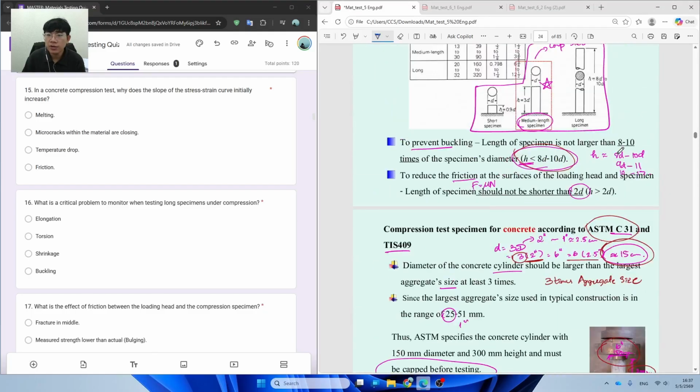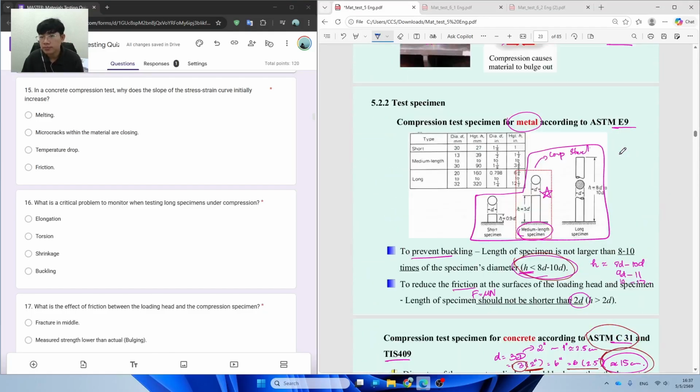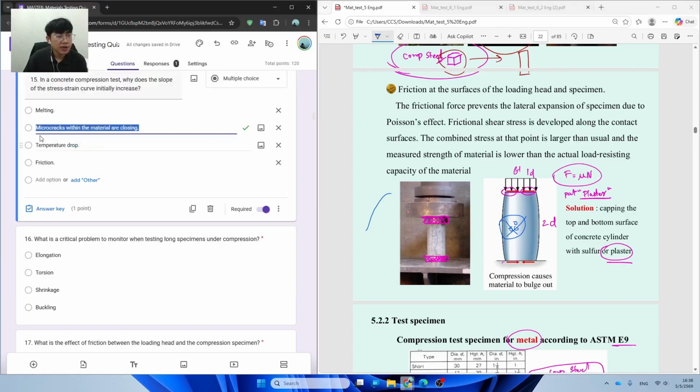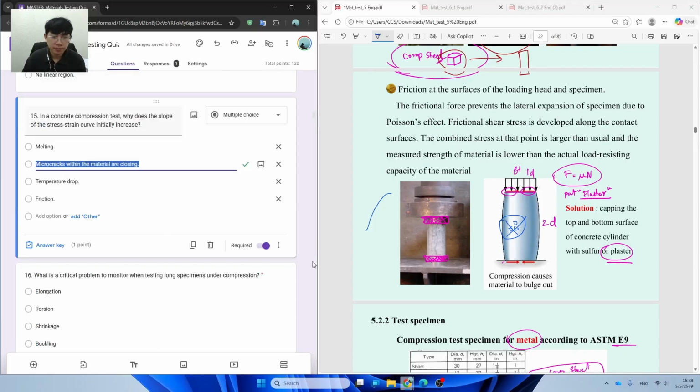That's why when we press it like this, the void in the concrete is going to close. Okay, the air in the concrete is going to close. When it closes, what happens? It's going to rapidly increase in stress. Okay, that's why the stress-strain curve of the concrete at the initial stage is going to increase rapidly, and then it's going to slow down and behave as a ductile material.